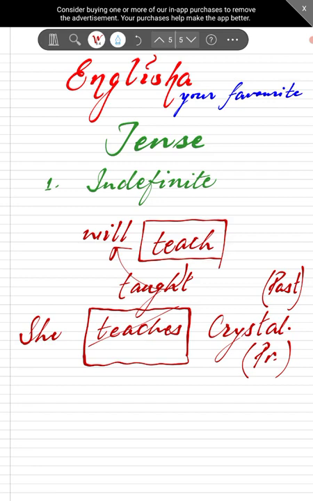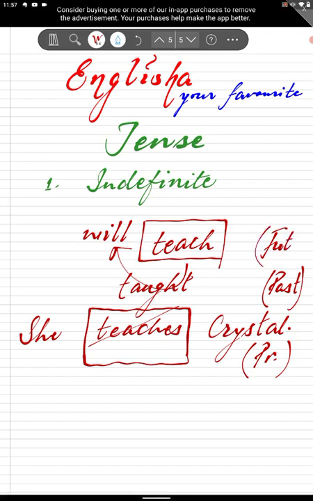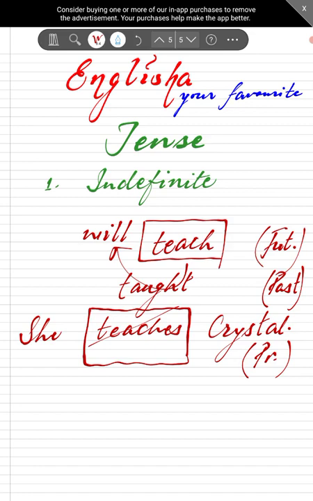This sentence is in future indefinite. So this is the shortest method technique through which you can understand indefinite tense in different time zones. Now she teaches Crystal, present indefinite. Just we crossed it and wrote taught. She taught Crystal. It is in past indefinite. And just we cut it and write here will teach. Now the sentence is in future indefinite. She will teach Crystal. Okay, move for the next tense.